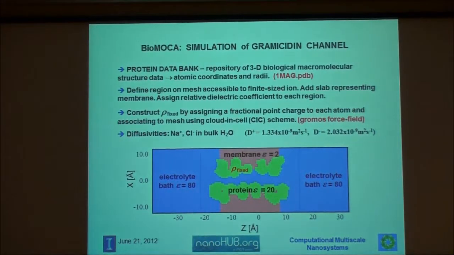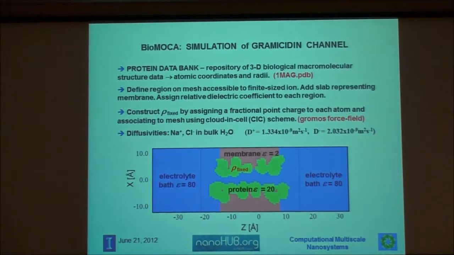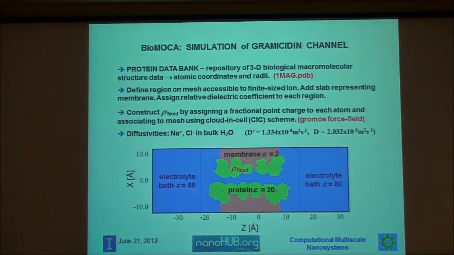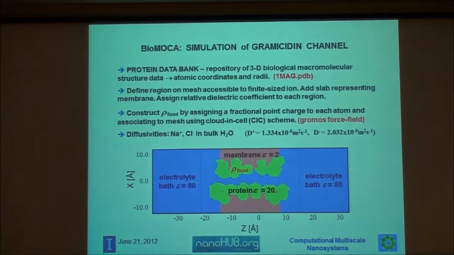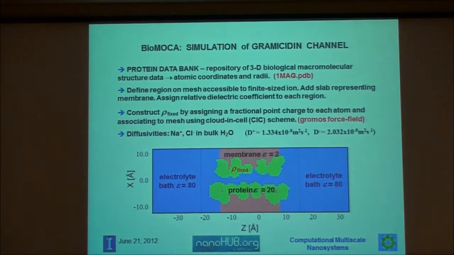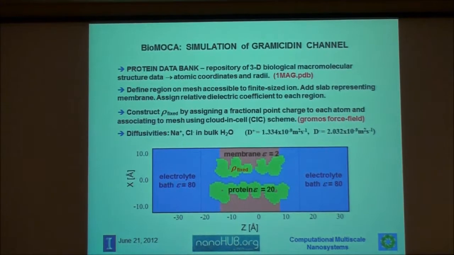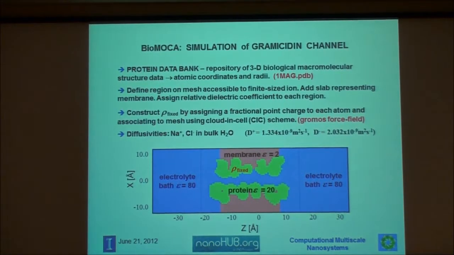And this is the cross-section of a three-dimensional model that we build. As I promised you, it would look like a Lego block assembly. It's what it is. You have to imagine that this is embedded in a regular grid of little cubes. And each cube has an attribute of being water, being protein, or being the lipid membrane. And we need to associate some values of electrolyte permittivity, the protein permittivity.